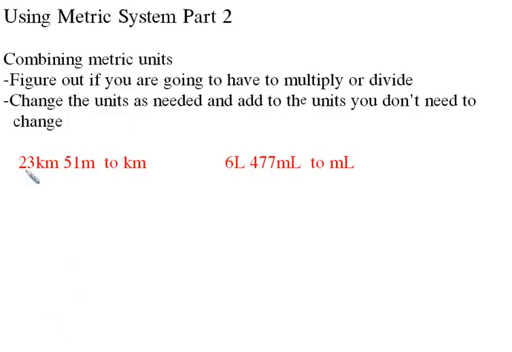Now, that seems kind of an odd way of saying it, but here, if I was trying to change this here to kilometers, 23 kilometers and 51 meters to kilometers, what I would have to do is, first of all, I've got 23 kilometers. I don't even need to worry about that. Forget that part. So all I've got to look at right now is, how many kilometers do I have out of the 51 meters?